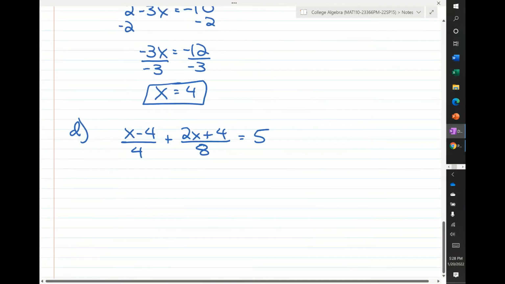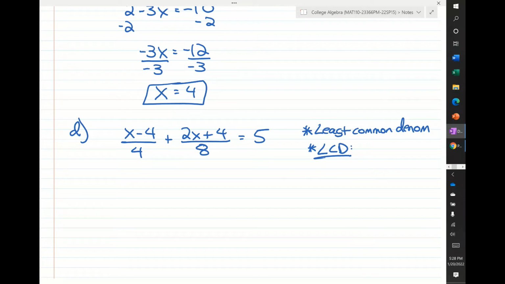In one step, we can get rid of fractions. And that step would be to multiply by what's called the least common denominator, or the LCD. Multiply everything by the least common denominator, that will get rid of fractions, and it'll put us back into an easy equation.